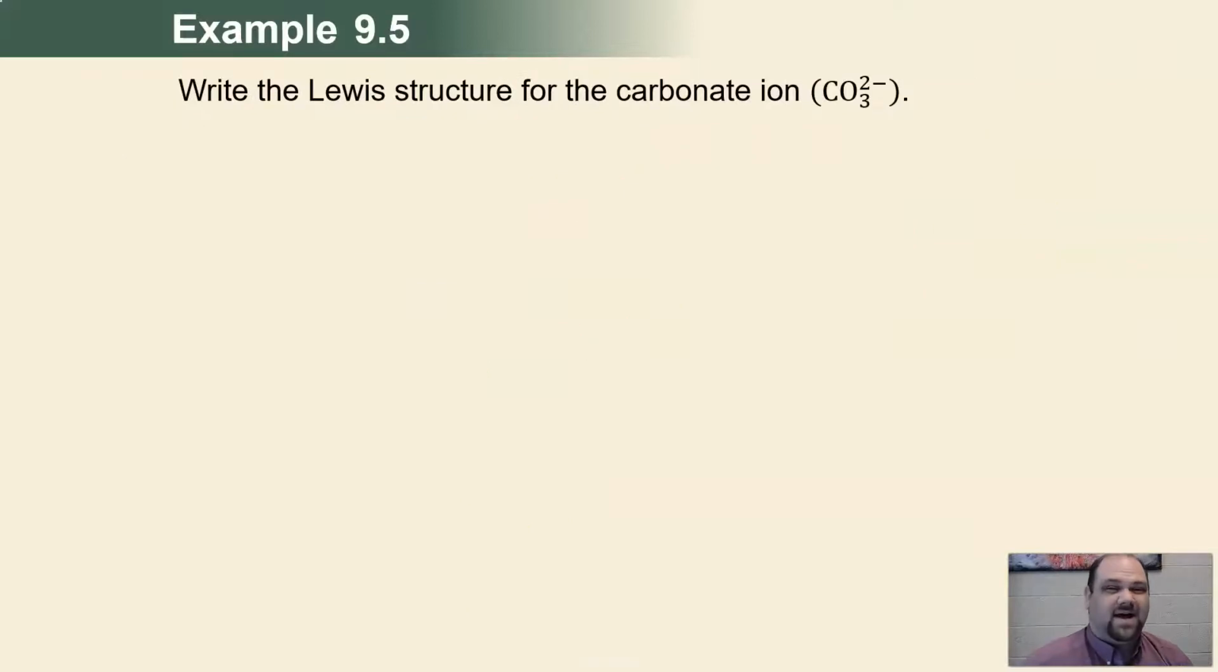Alright, so now we have an ion. This is the first ion that we've dealt with, CO3. Between these two, carbon and oxygen, which is the least electronegative? Turns out that it's carbon. Carbon goes in the middle. We're going to put oxygens around him.